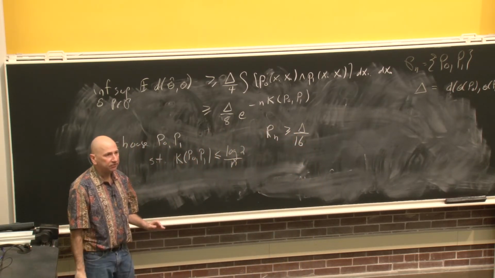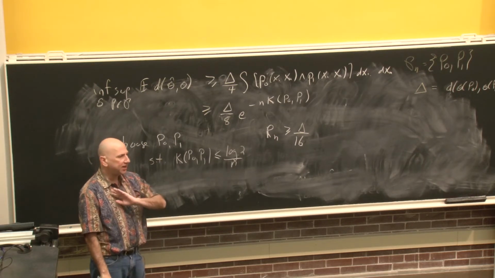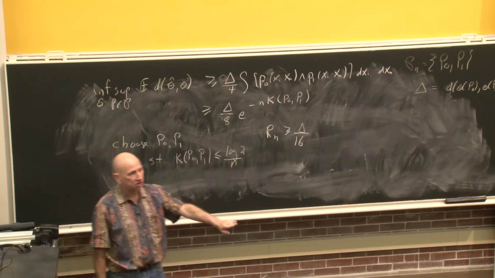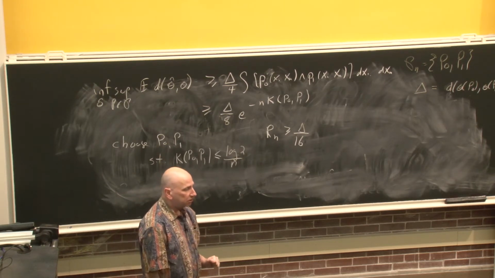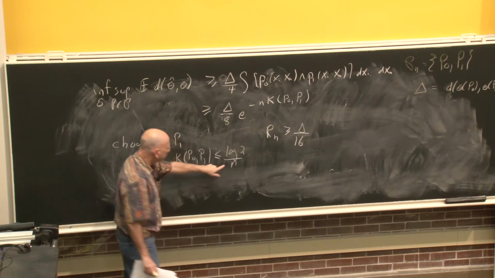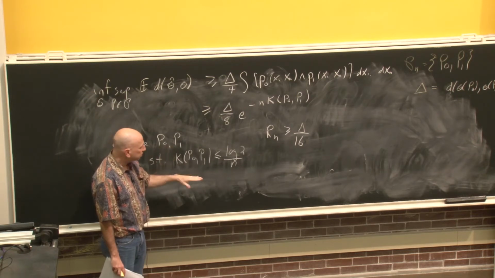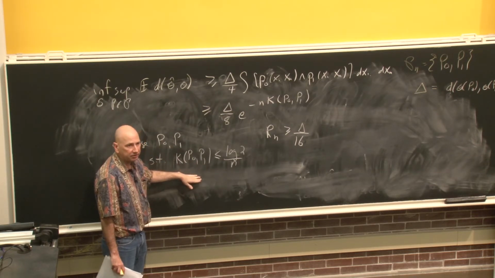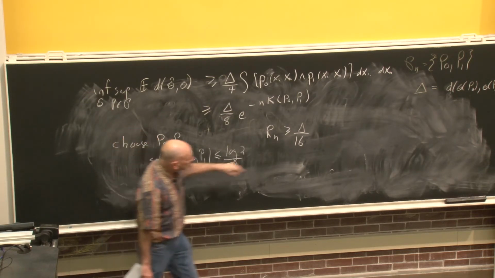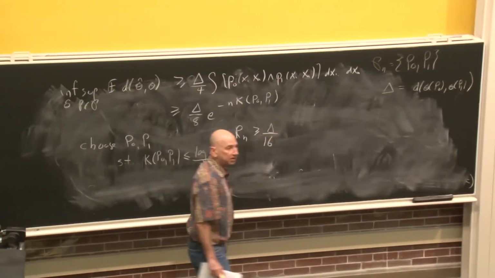You now have essentially an algorithm for computing a minimax lower bound. Take any minimax problem you want to solve, pick any two distributions you want, as long as they're this distance apart. So just find two distributions that are about 1 over n apart. Compute the distance of the corresponding parameters, and that's your bound. That's your minimax bound.